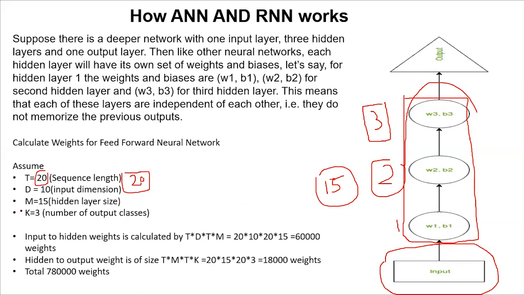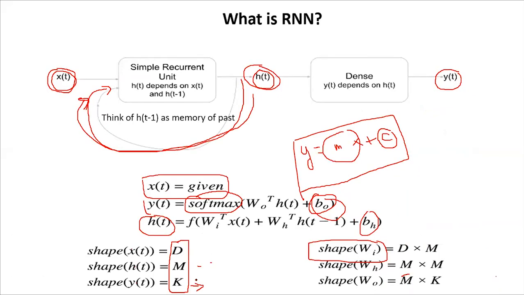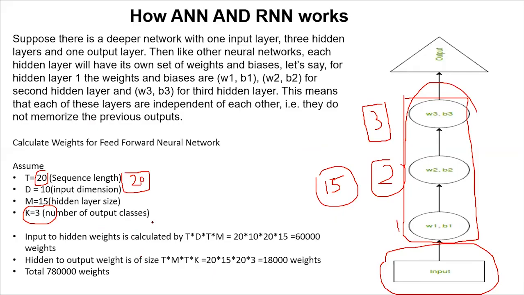So yes, K is equal to 3. As we covered, K is always the output. If we have a binary classification, yes or no, K will be 2. If we have a multi-class classification, K would be more than 2. So this is the output classes. How the weights for this particular ANN, artificial neural network, will be calculated: the formula is sequence length into input dimensions into again sequence length into hidden layer size. So it comes to 20 into 10 into 20 into 15. That's the architecture that has been defined by machine learning scientists, and it comes to 6,000 weights.